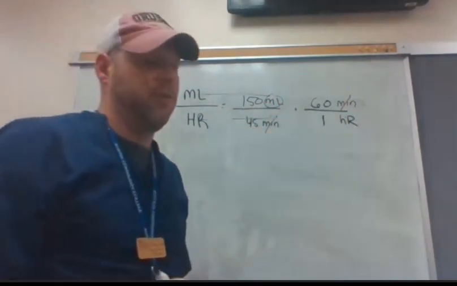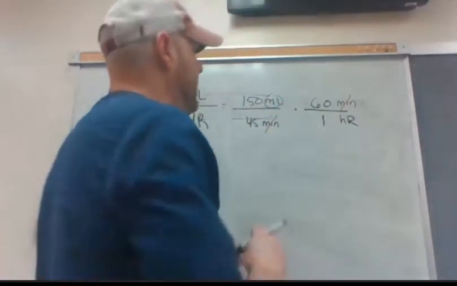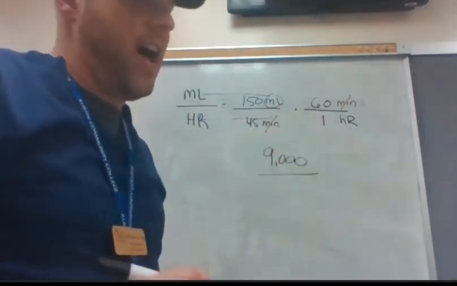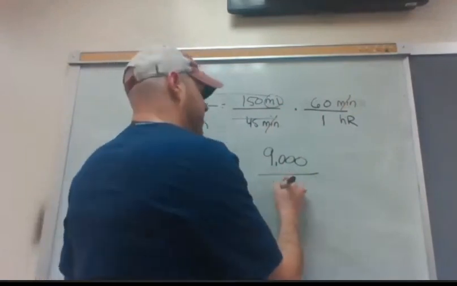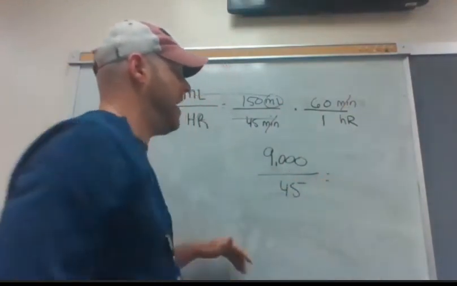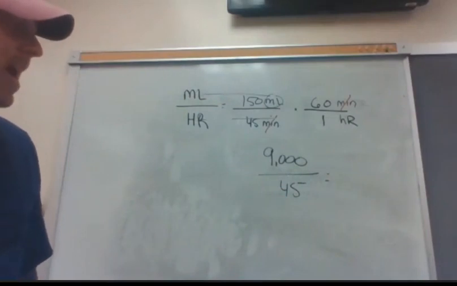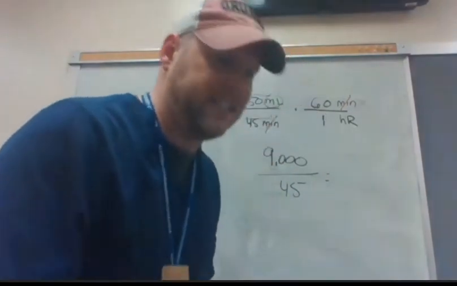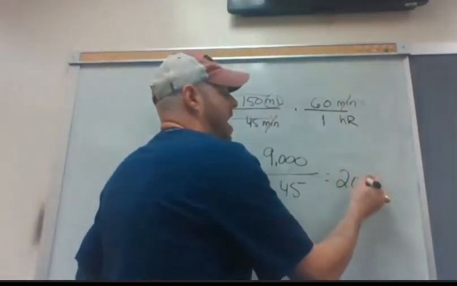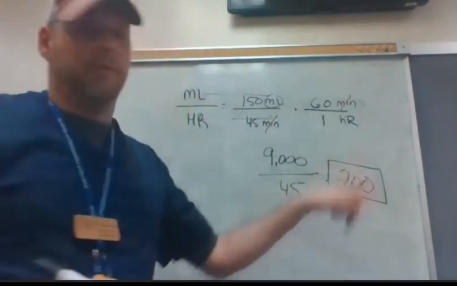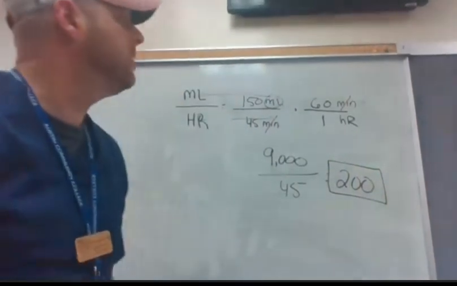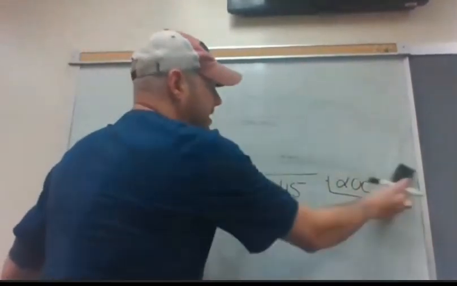Let's do our top numbers. 150 times 60 is 9,000. And my bottom numbers, 45 times 1, is 45. Now I must divide. 9,000 divided by 45. 9,000 goes in your calculator first. And I'm left with 200. Is that a whole number? You don't see any decimal in there, so leave it alone. Oh, this is much simpler than I thought it was going to be.